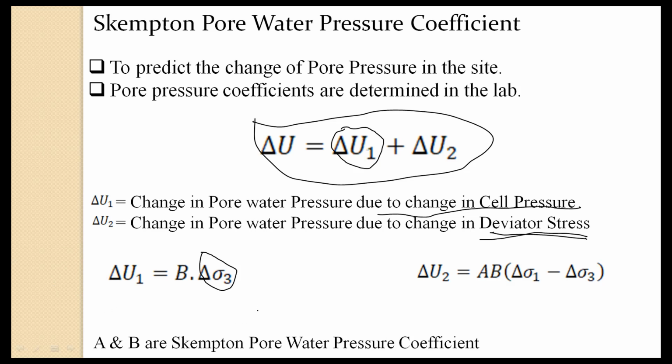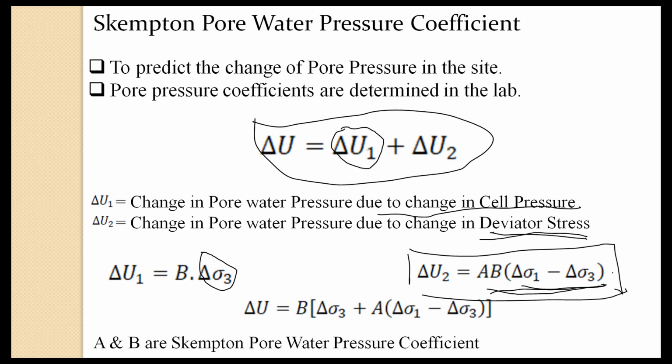Another coefficient is A. To find del U2, del U2 is given here. Del U2 is A into B into (del sigma 1 minus del sigma 3). That means the change in deviator stress. Del sigma 1 minus del sigma 3 is the deviator stress. B and A are the Skempton pore pressure coefficients. So B can be found from the first formula, del U1 equals B into del sigma 3, and A can be found by this formula. So the Skempton pore pressure coefficients A and B can be found by these two formulas.